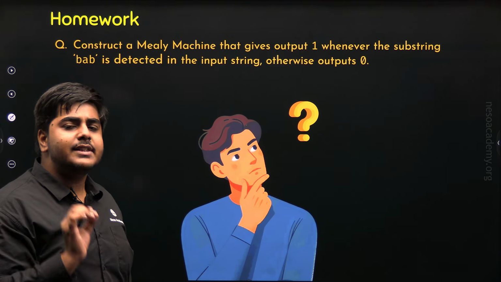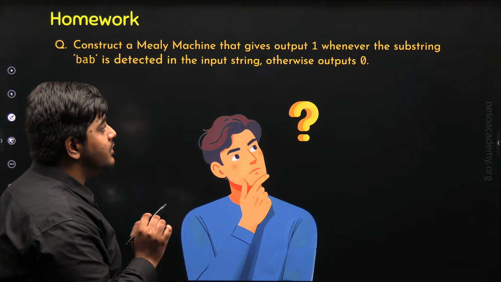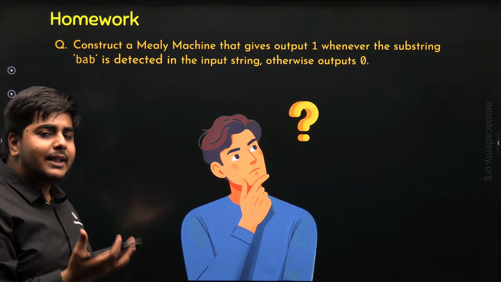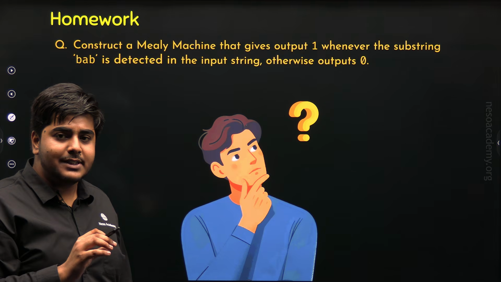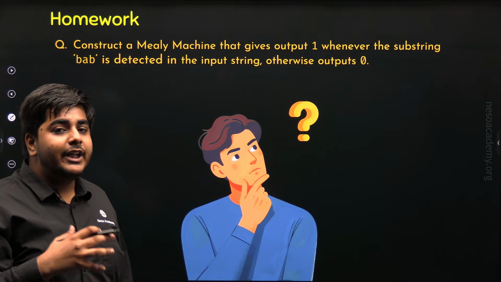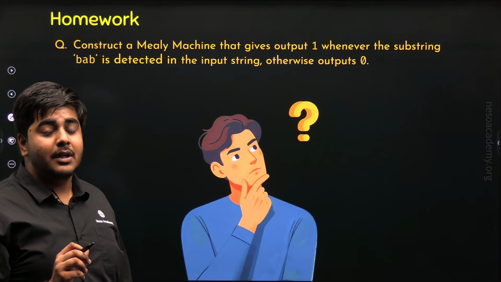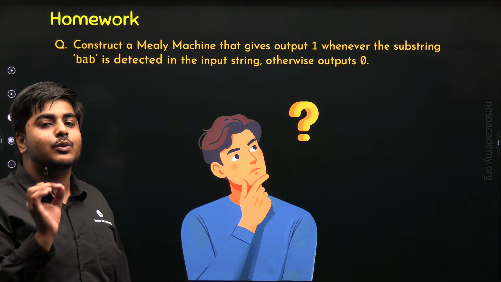So you have to follow the same approach. First, you need to construct the DFA for accepting the strings ending with BAB. Then you need to convert that DFA into the Mealy machine. So you have to remove the final state, and then you need to write all the output symbols along with the input symbols by developing the right logic. I hope you all can do this question.